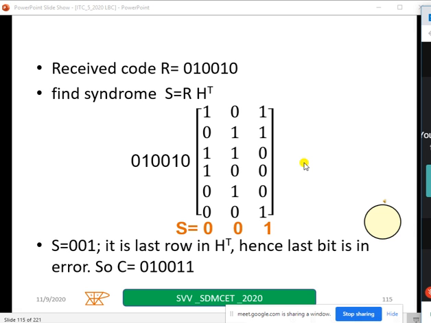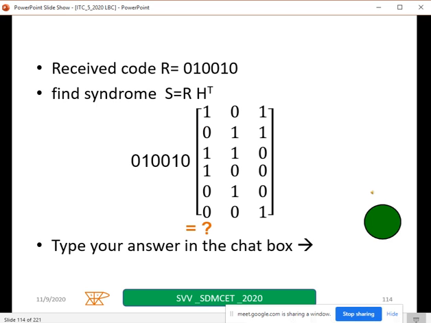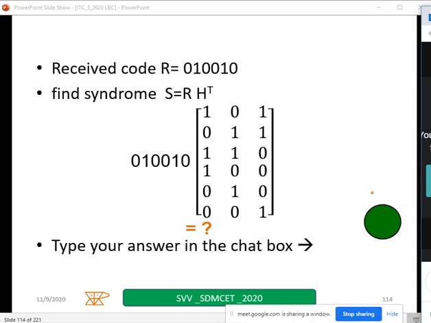I too got 001. S equal to 001. And can you say which bit is in error? When I say 001, which bit is in error? Can you type in the chat box? Shripad is telling 6th bit, and somebody is telling the last bit. Okay, 6th bit. Ritika, Adnya, Nayak, Vishwa, Spurti are typing 6th bit. Okay, thank you. Suhasini, Vijayalakshmi say last bit, Vidya too, and Prithviraj is typing 6th bit.